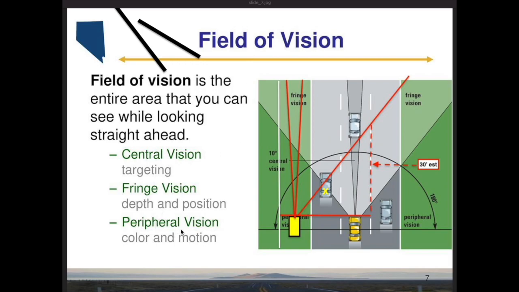And then we have peripheral vision, color and motion. So when a vehicle passes over here, you're probably just going to see a blur or something. You're not going to be able to read the license plate, or probably even see who's in the car, just kind of a motion moving.